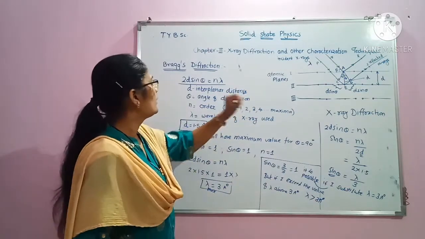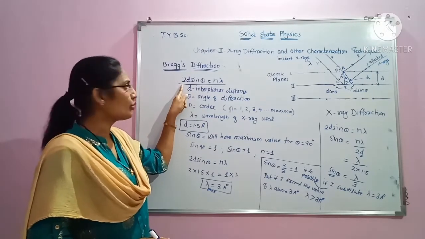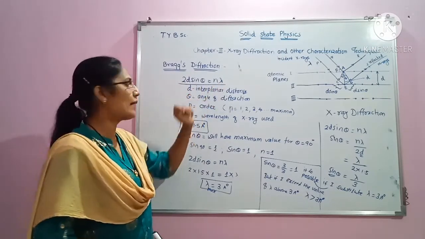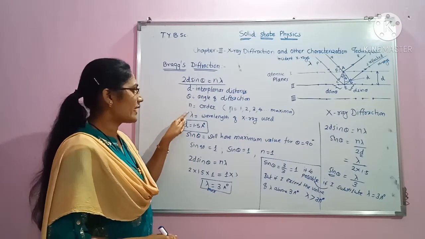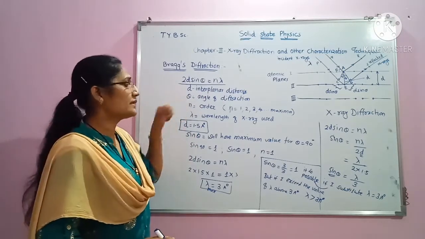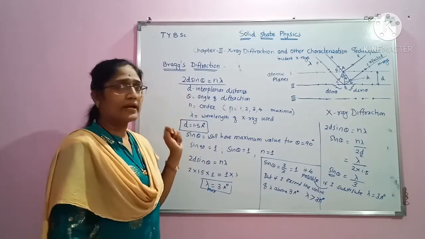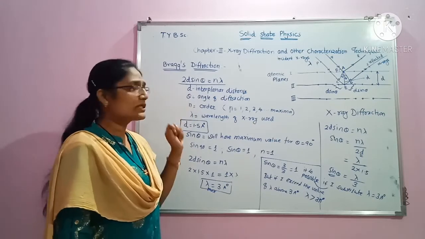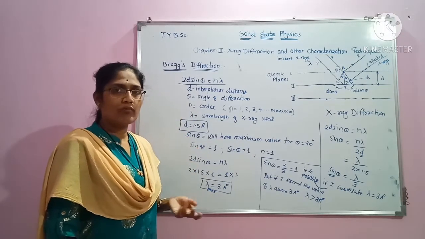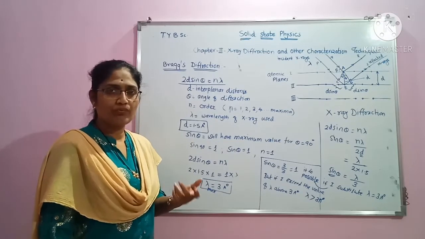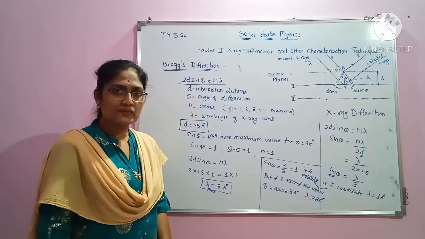here we have started with Bragg's law: 2d sin theta is equal to n lambda. Then we have seen what is d, what is theta, what is n, and what is lambda. d is the interplanar distance between two parallel planes. Theta is the angle of diffraction. Then n is the order, and the n value is an integer; that is, it will have values as 1, 2, 3, 4, 5, 6, and so on. Then lambda is the wavelength of X-ray used.